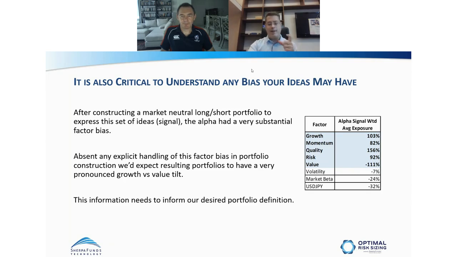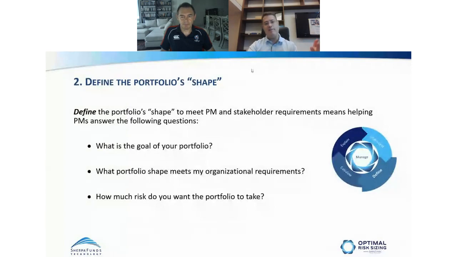So step one is understanding our ideas: how they've performed, the different types of scores, how we're generating those ideas, and what types of bias that process might result in. Step two then is to start to define the shape of the portfolio that we want to use to implement those ideas. When we talk about the shape, that means the objectives and the constraints that make this portfolio investable for the PM and for the PM's organization.